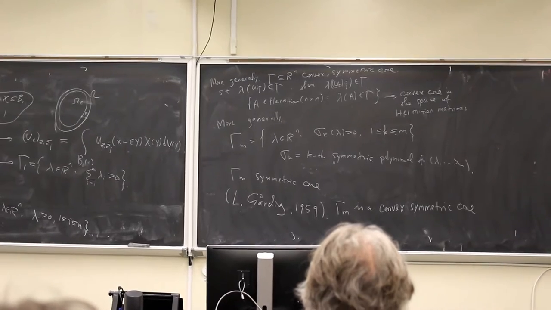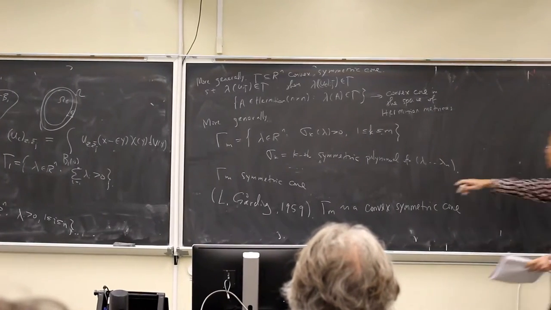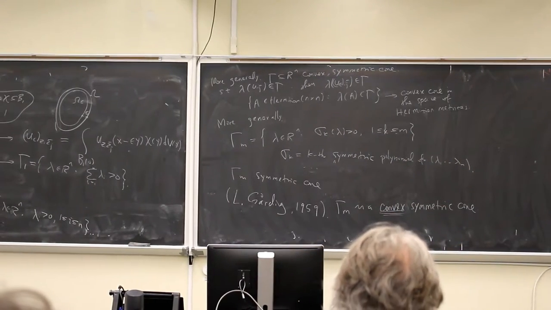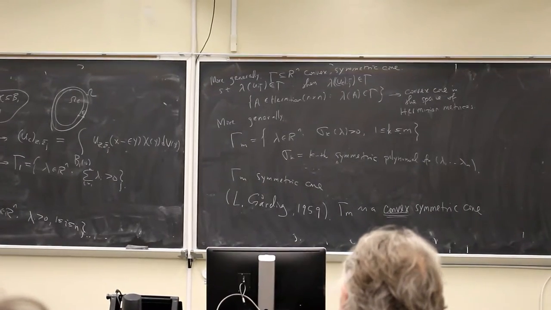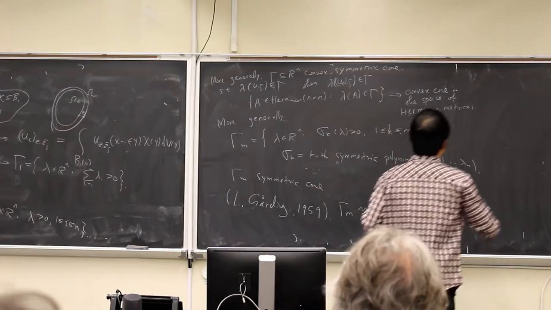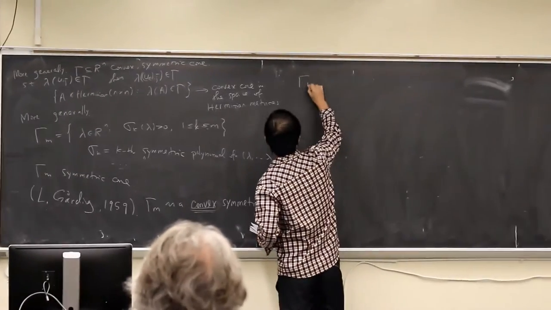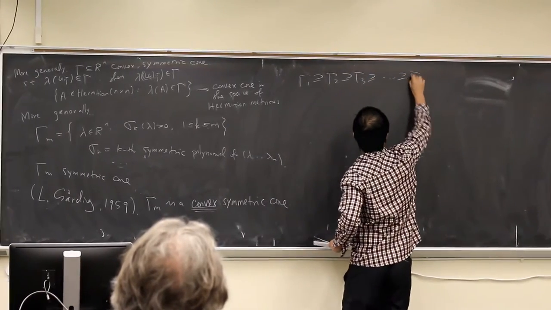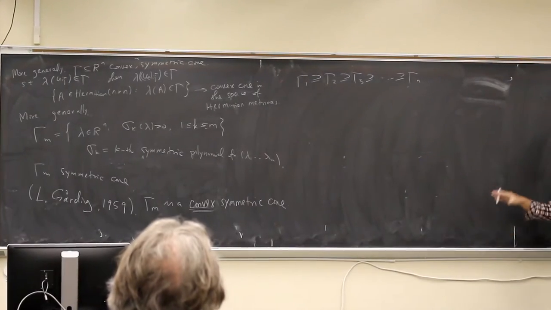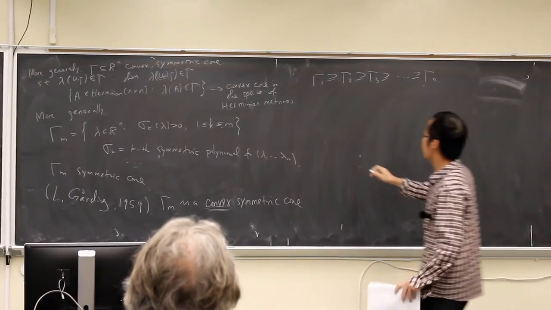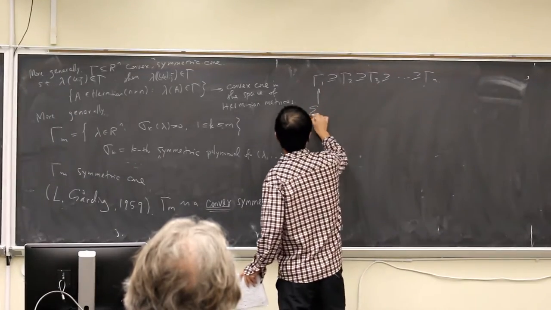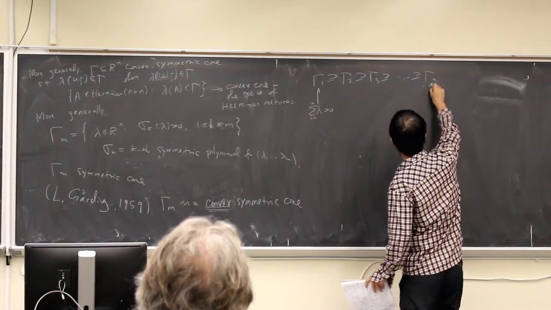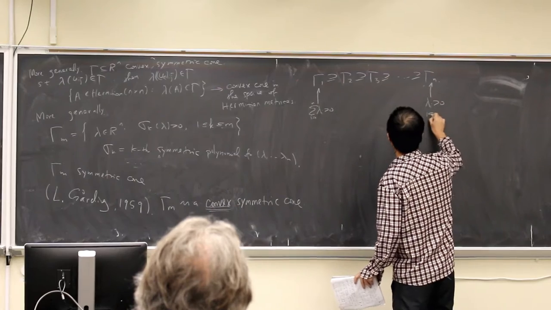Okay. So the less obvious one is the convexity of this cone. So we have a kind of hierarchy for the different cones, so that gamma 1 contains gamma 2, contains gamma 3, contains gamma n. So it's a decreasing family of cones. And the largest one is just that the sum of lambda i from 1 to n is positive. And the last one is just that each lambda i individually is positive.